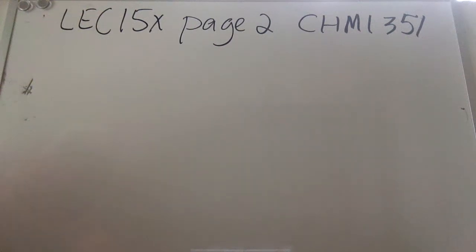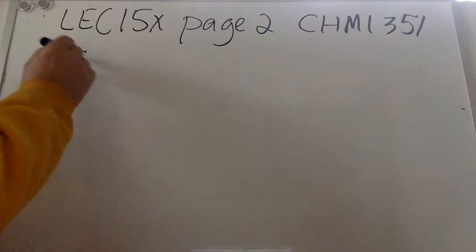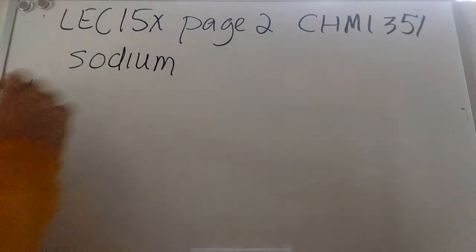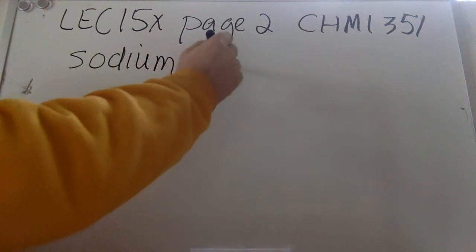This discussion relates to Lecture 15x, page 2, CHMI 351, Descriptive Inorganic Chemistry, and we'll talk about different chemical substances and how they behave in water, i.e. are they acidic, basic, or are they neutral? An example would be sodium acetate, which some of you may be familiar with from your previous courses.